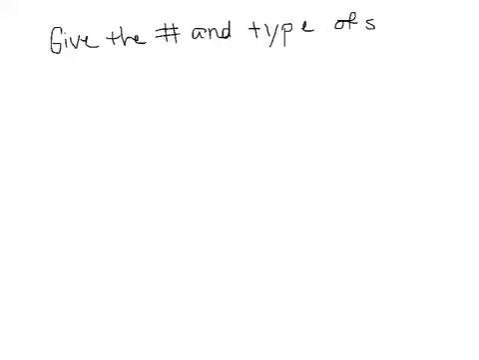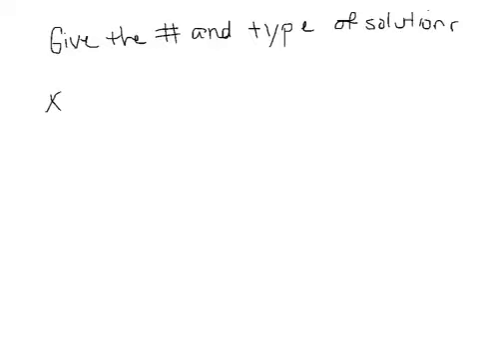What we're going to be doing with this is I'll either give you a graph and ask you to tell me the number and type of solutions, or I'll give you an equation and ask you to tell me the number and type of solutions. So your directions would say give the number and type of solutions. So the number would be 1, 2, or 0, and the type would be real or imaginary. Alright, so we're going to do two quick examples.